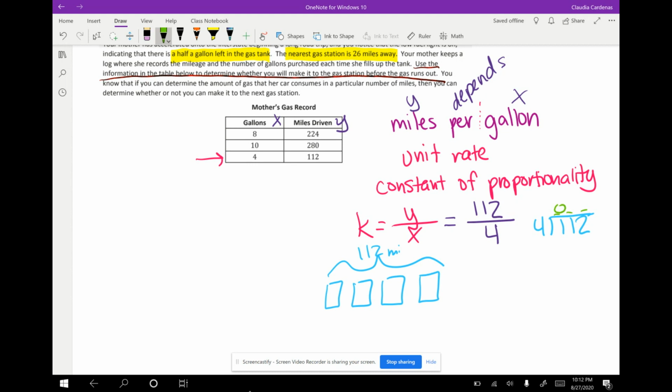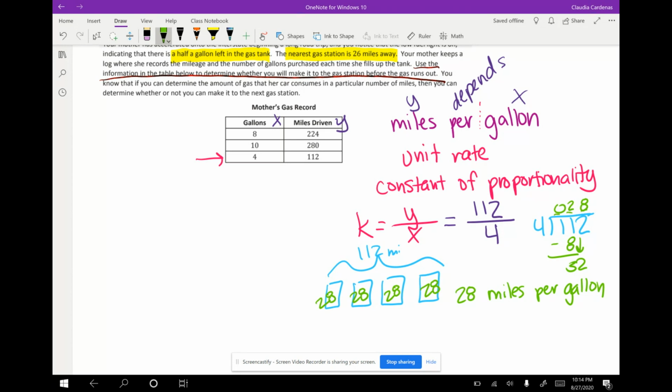I know 4 goes into 11 2 times, 4 goes into 8 times. Bring down the 2. 4 goes into 32 8 times. All right, so we get 28. So I know this gallon of gas can go 28 miles, and so can this one, and so can this one. So in other words, we can go 28 miles per gallon, for every 1 gallon.